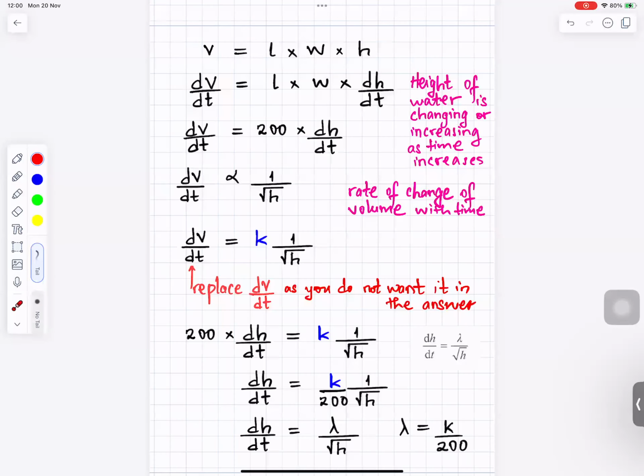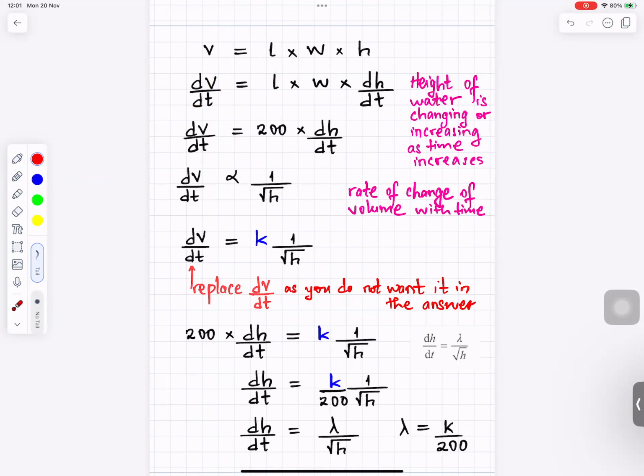This is a part that students find really tricky. So you have to be very careful when you do this part to really understand how to rearrange them. Volume is length times width times height. When you differentiate volume, the rate of change of volume, what changes is the height. The height of water is changing with time, so we call it dH over dt. If the height is changing with time, the volume is changing with time. The length stays the same, the width stays the same. So you write this expression: dV over dt equals L times W dH over dt.